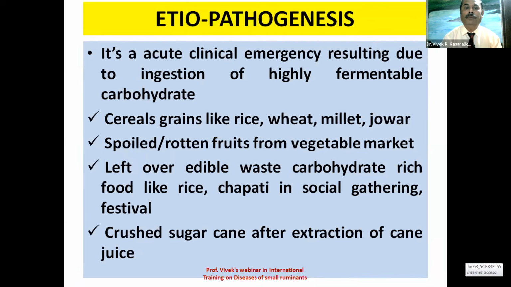Leftover edible waste, carbohydrate-rich food like rice and chapatis, from social gatherings. We can see marriages and some of the social festivals in the villages where food is prepared for a larger gathering, and in case the people don't turn up in the expected numbers, so much of the food is wasted, and this waste food again goes to the nearby dustbin, and these poor animals have access and can end up with a severe lactic acidosis.